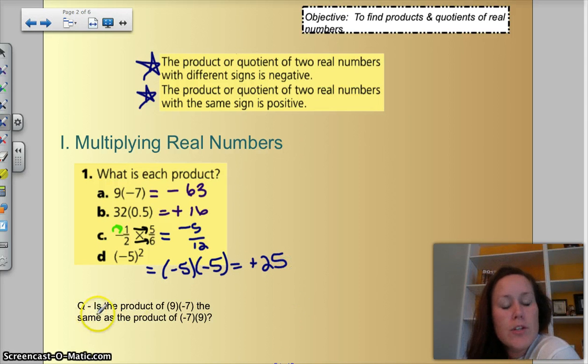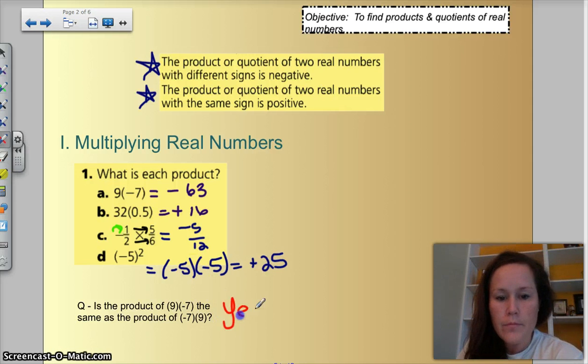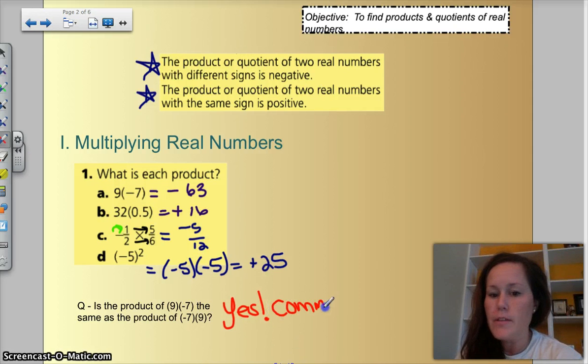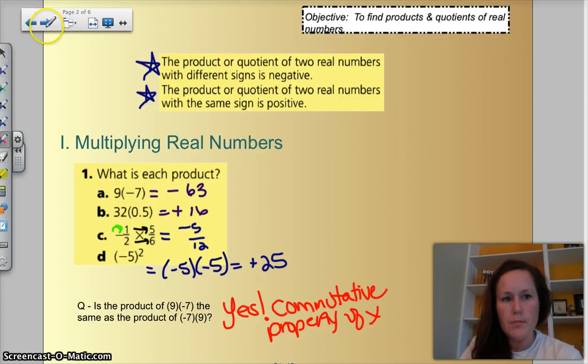All right, question. Is the product of 9 times negative 7 the same as the product of negative 7 times 9? We're going to have a big fat duh yes on that one. And the reason is commutative property tells me that that's okay. Commutative, and I will write down here, property of multiplication. All right, let's keep going.